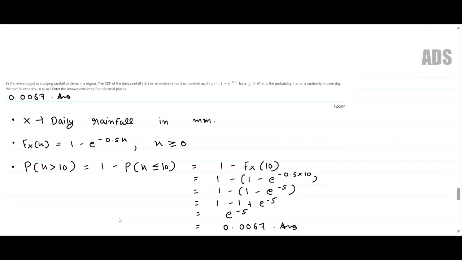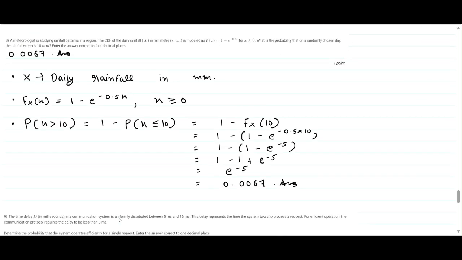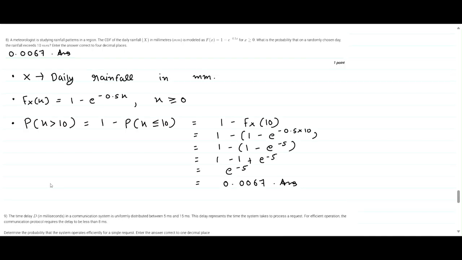Question number 8 basically says that a meteorologist is studying rainfall patterns in a region. The CDF of the daily rainfall x in millimeters is modeled as F_X(x) is equal to 1 minus e to the power minus 0.5 into x. So this is basically the CDF of random variable x. We need the probability that on a randomly chosen day, the rainfall exceeds 10 millimeters.